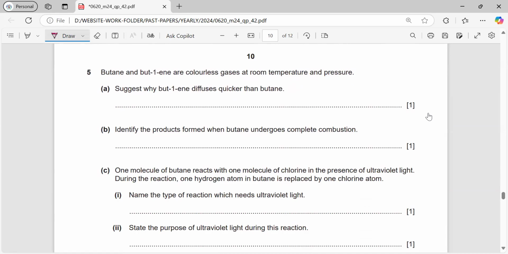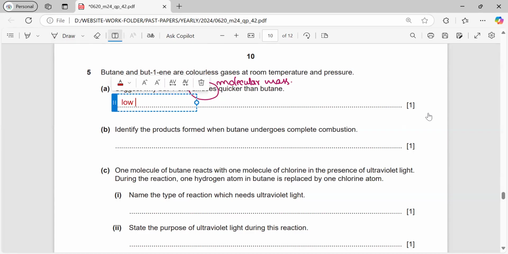Next question: butane and but-1-ene are colorless gases at room temperature and pressure. State why but-1-ene diffuses quicker than butane. Now, diffusion depends upon the molecular mass. So if any substance is diffusing quicker, it means that its molecular mass will be low. So it has a lower molecular mass than butane.